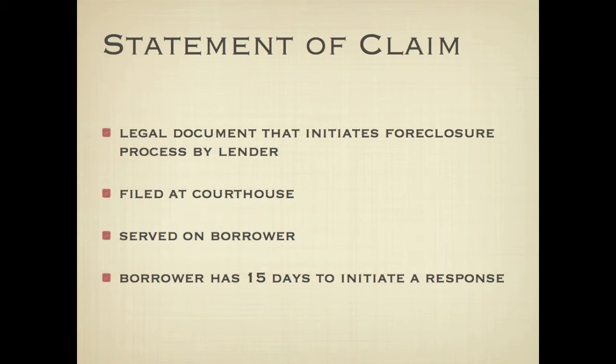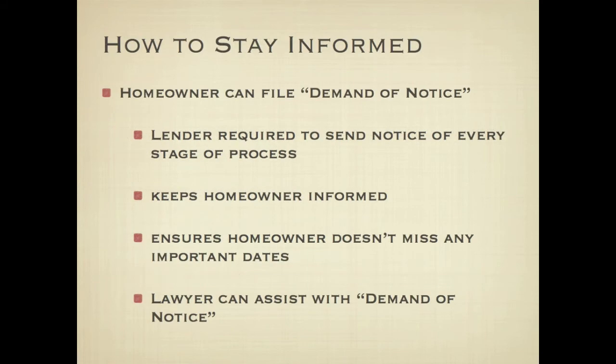So what a homeowner can do when they get the statement of claim is they can file something called a demand of notice. Demand of notice is a one-page document that the homeowner prepares and files and gives to the lender and anybody else that's involved in the foreclosure action. And it then causes or forces the lender to send the homeowner notice of every step as it moves through. So they're fully updated with any activities that are occurring on their case.